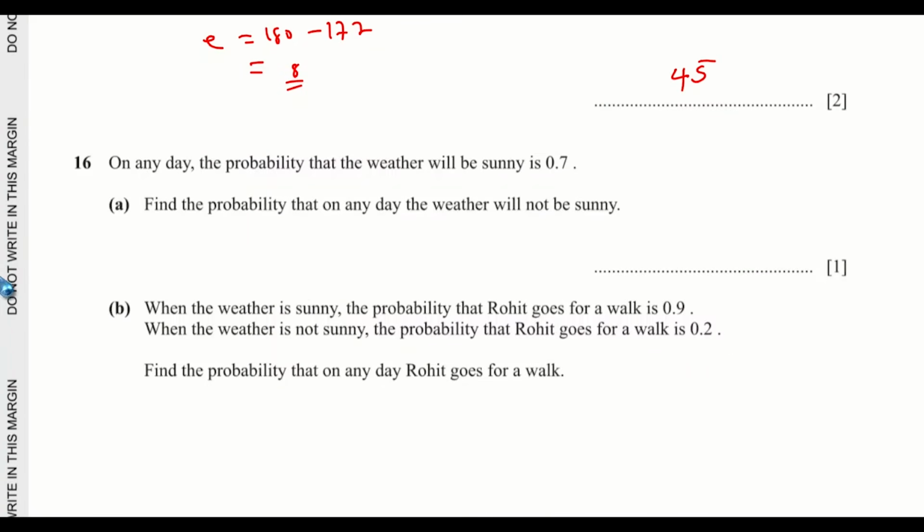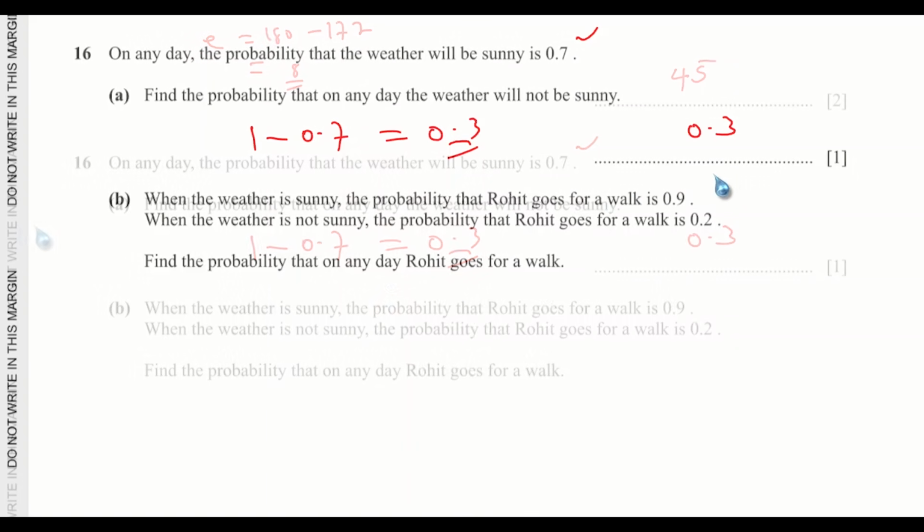Question 16. On any day, the probability that the weather will be sunny is 0.7. Find the probability that on any day the weather will not be sunny. So this is the probability of success and the probability of failure respectively. The probability of success and the probability of failure add up to 1. So the probability that it will not be sunny will be 1 minus the probability that it will be sunny. This will be 0.3, straight away.